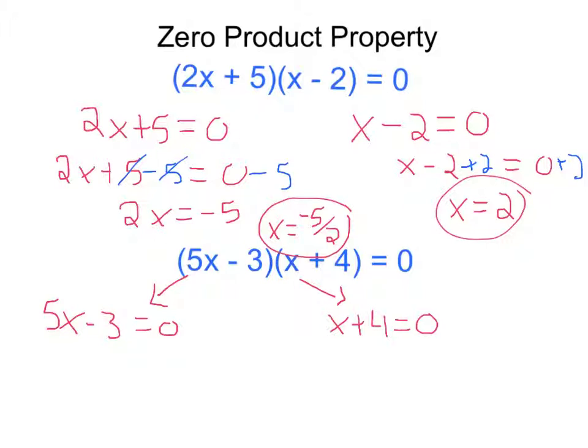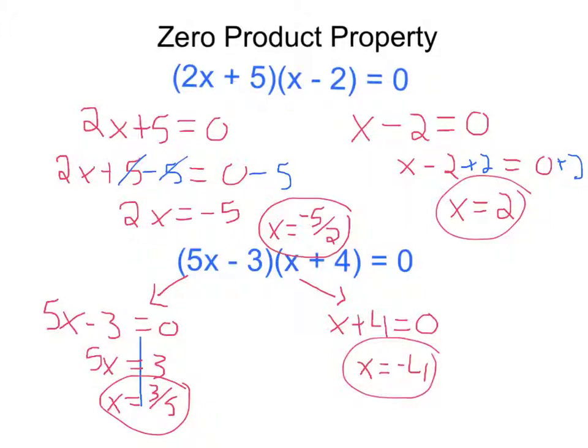On this left one, if we solve for x, we can add 3 to both sides. So 5x equals 3. And then divide both sides by 5, so x equals 3/5. Now on the right side, we just have to subtract 4 on both sides, so x equals negative 4. Those are my two solutions.